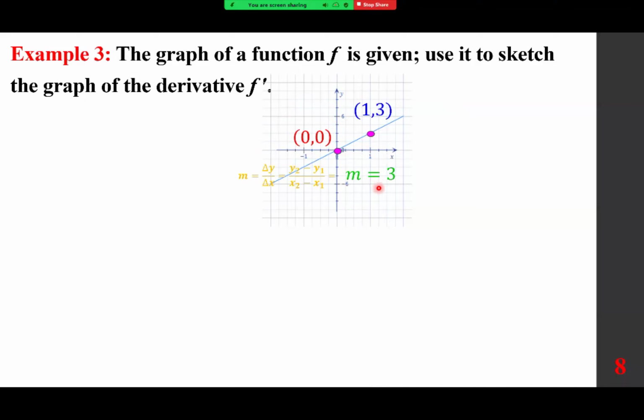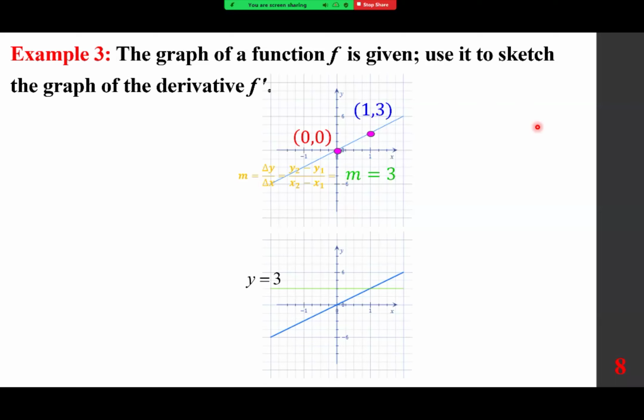Whatever the value of m, if m is 3, y equals 3. If m is 5, y equals 5. If m is 10 or negative 10, y equals negative 10. So in this case, the line y equals 3, as you know, is a horizontal line. There you have it, and it's done.